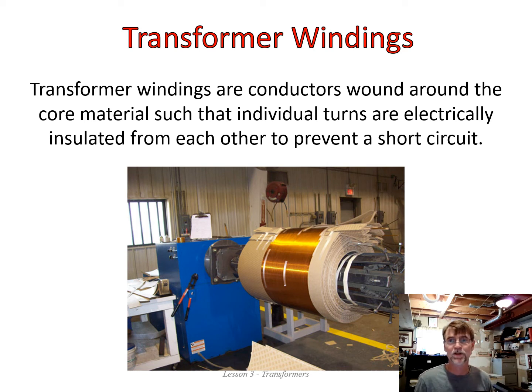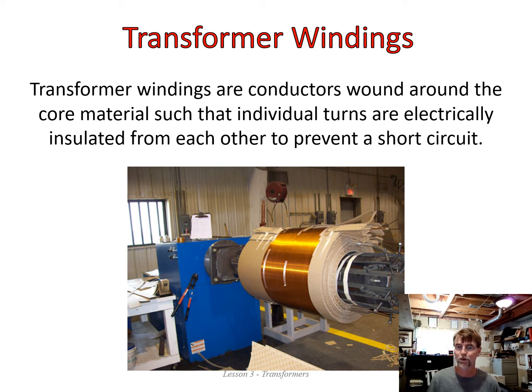That is what helps us focus our lines of flux. Now let's change the conversation to the windings themselves. So the piece of wire that we use to create the coils. Transformer windings are conductors which are wound around the core material. So the individual turns are electrically insulated from each other to prevent a short circuit.